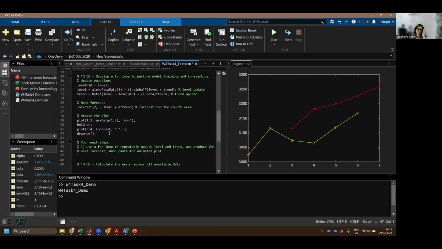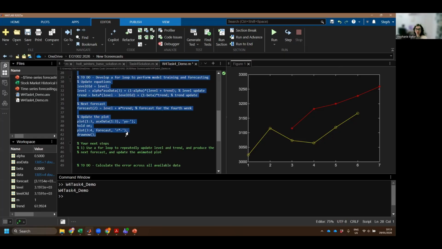So all of that stuff that we've done here should go into a loop. You'll just need to think about how you index it. Where do you start, given that we're starting with week 3? Where are you going to end? All of that sort of thing. So that's the first thing you're going to want to do after you've completed this video.